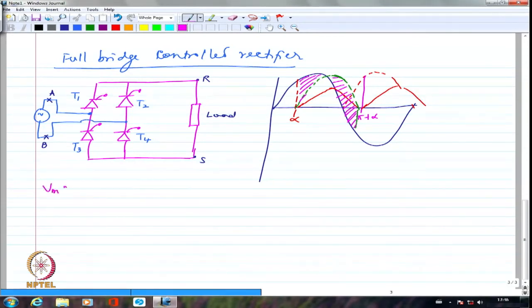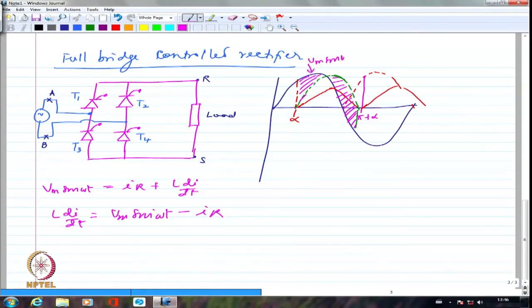Vm sin omega t equals IR plus L di by dt. So I should say L di by dt equals Vm sin omega t minus IR. So this is Vm sin omega t, and this I have shown as I times R. Whatever is the difference, that is the inductance voltage. So the inductance voltage is the shaded portion. This shaded portion should have been equal to the other shaded portion. One is minus VL, the other one is plus VL. I have not shown it exactly that way, but that is how it should be.